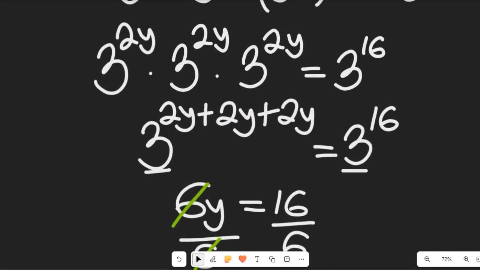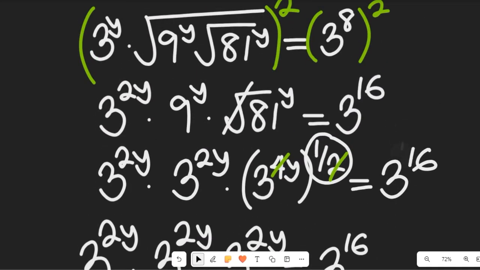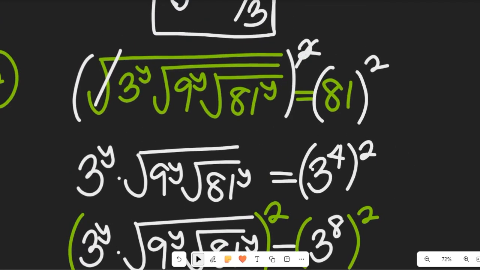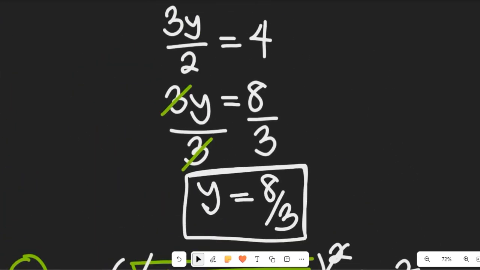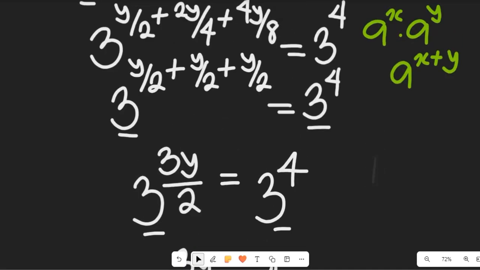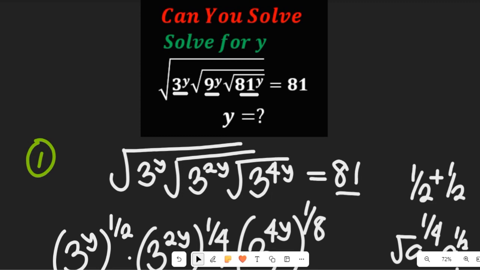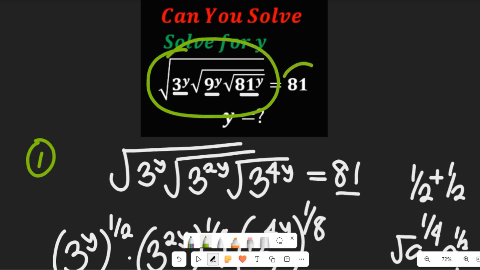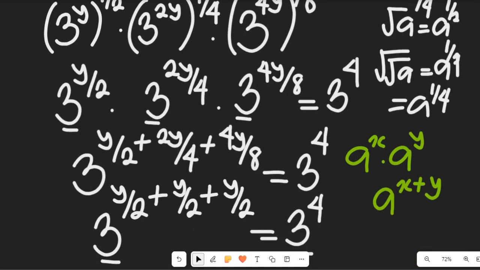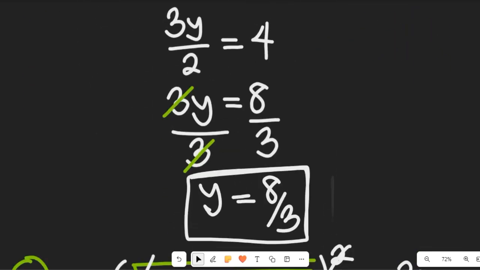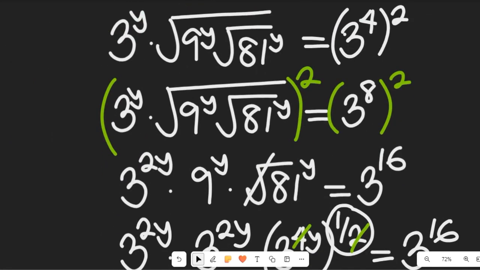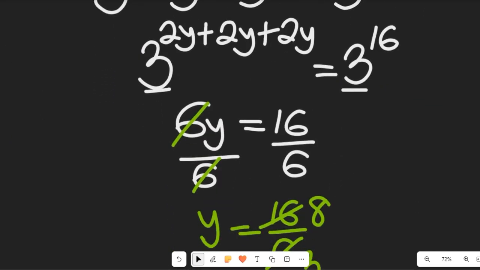Now I want to leave you with a task and I want you to try this. Take the value of y equal to 8 divided by 3 as we got as a solution, insert it into the original expression and find out if the evaluation of all these can give us 81. If it does, that means the solution y equal to 8 divided by 3 is absolutely right for that expression given to us up there.